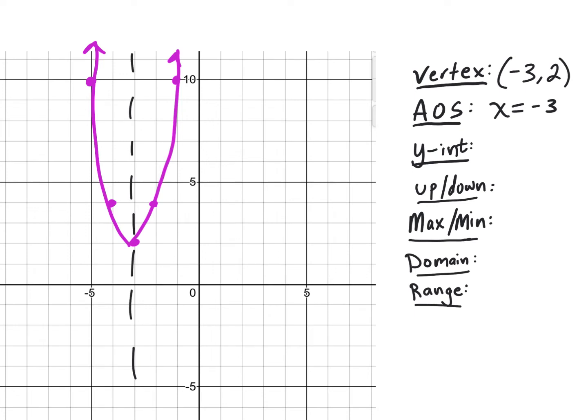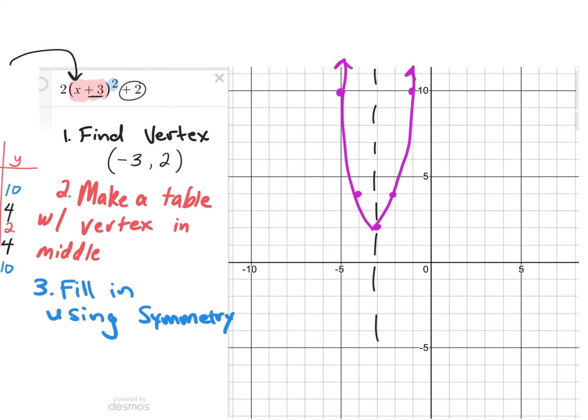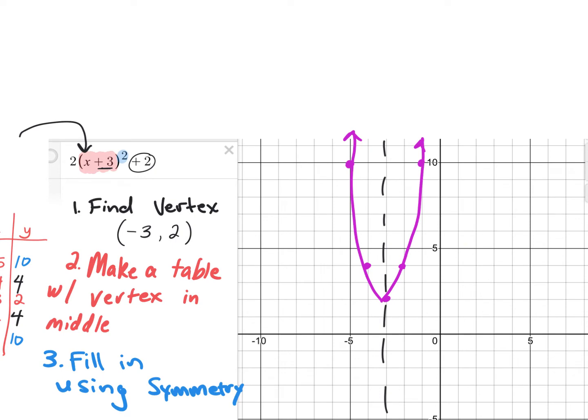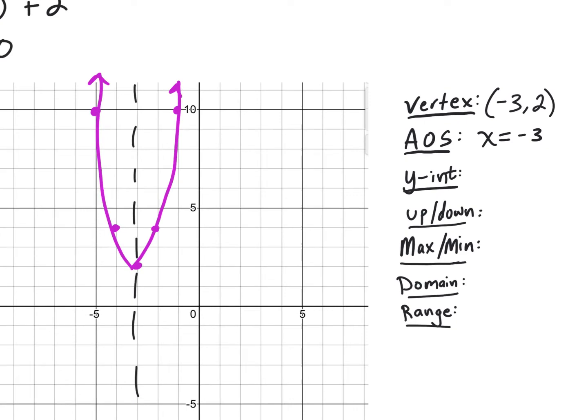Our y-intercept is not on our graph yet, so we'll have to find it. Whenever we find our y-intercept, we'll have to plug in 0 for x. So I'm just going back to our formula, which is 2, and in this case, I'm going to plug in 0 for x. I'll get 9 times 2 is 18, plus 2 is 20. So our y-intercept here is the point 0, 20.